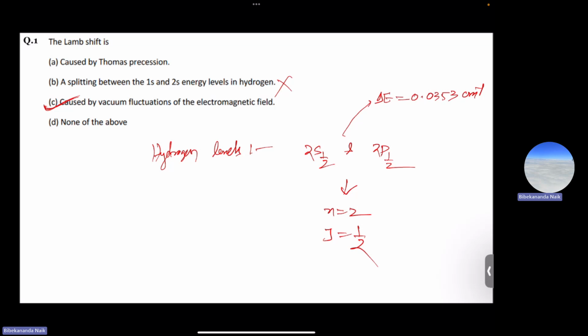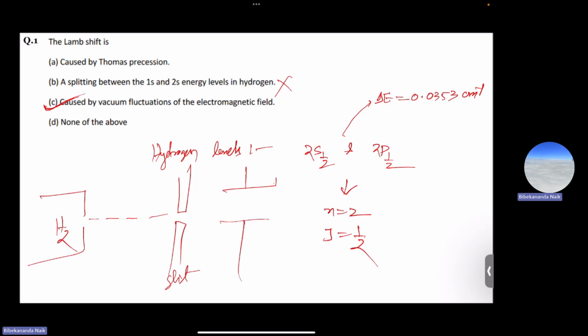Basically this Lamb shift is a phenomenon which arises in quantum electrodynamics, or QED, which was not covered by earlier theories like the Dirac theory. If we talk about the experimental verification, there was a beam of hydrogen, then there was a slit through which it was passed, then an electromagnetic field was applied, and then there was a charge collector.